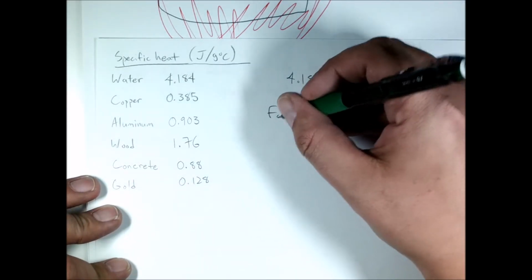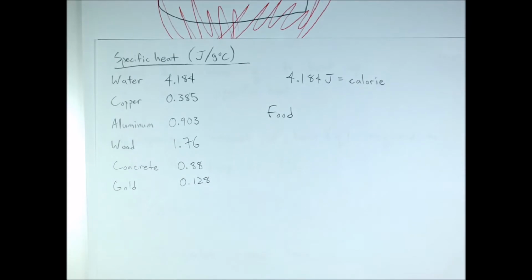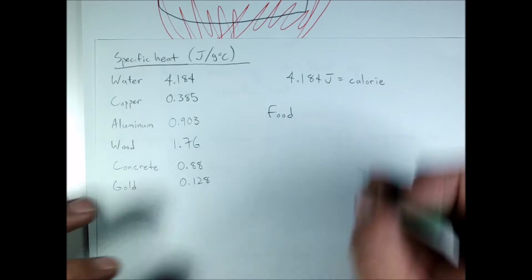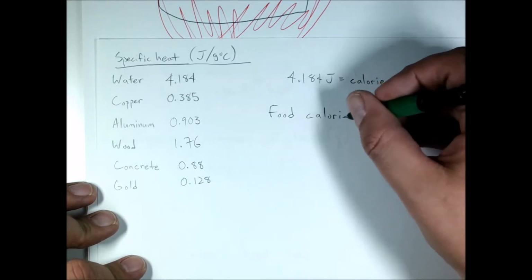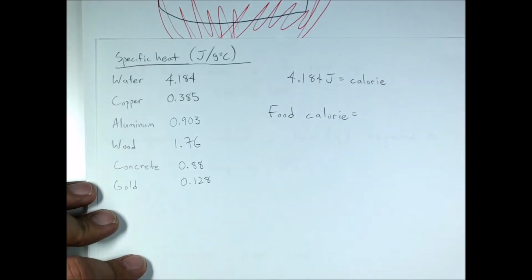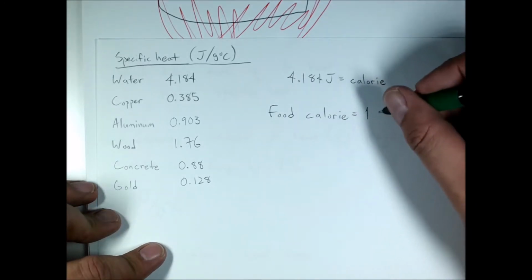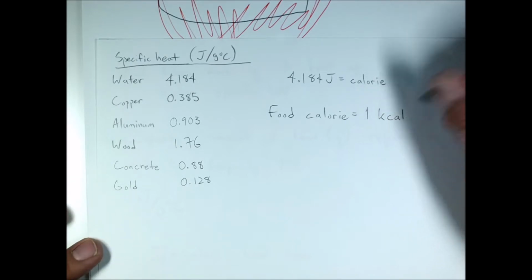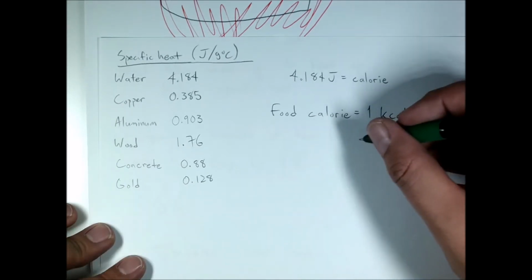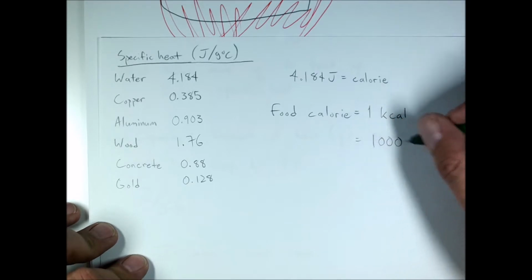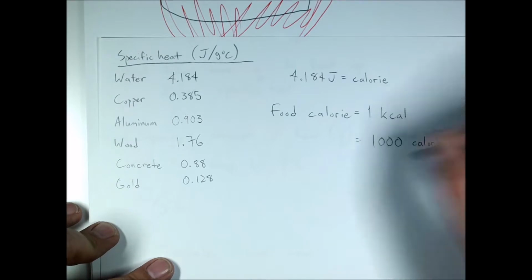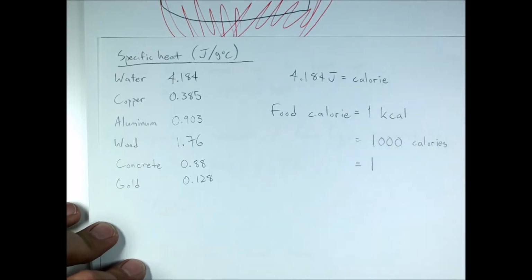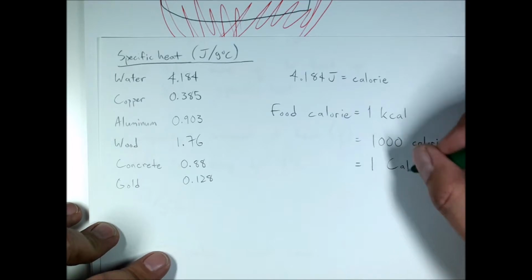So where do we see the word calorie in our daily lives? Probably when you're looking at nutrition facts on like the back of a candy bar or something. And we call that a food calorie. And it turns out that a food calorie is equal to 1 kilocalorie. Or we can say it's 1,000 calories. Or we can say it's 1 capital C calorie.